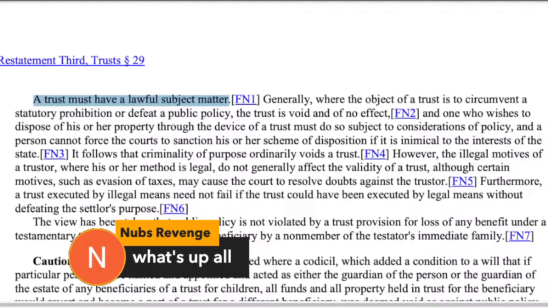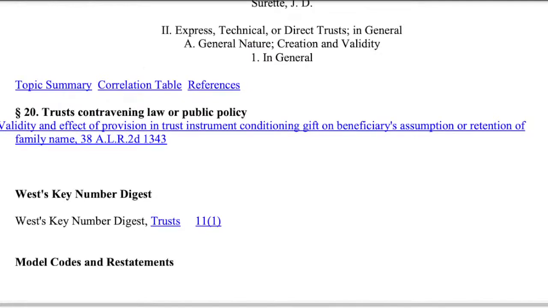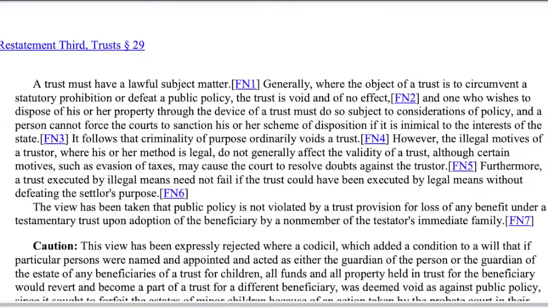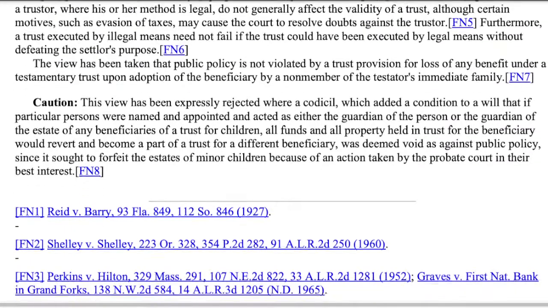Learning about trust creation, and right now we're on to the purposes. And now we're looking at certain things where there's conflicts with public policy. This is what we are, contravening law or public policy with trusts. So these are ways that a trust could be invalidated by law or public policy. And we're also looking at some of the case laws that have supported what we're talking about here.